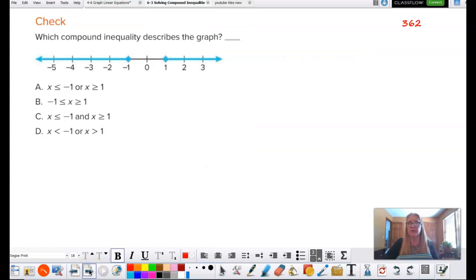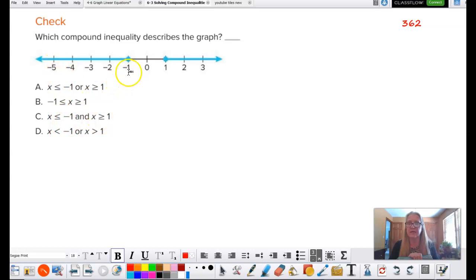Which compound inequality describes the graph? This is another "or." So I can immediately eliminate B and C. B is an "and." Remember, if it just has one letter in the middle and no "or," it's an "and." This one says "and," so I know B and C are wrong. So which one, A or D, is correct?